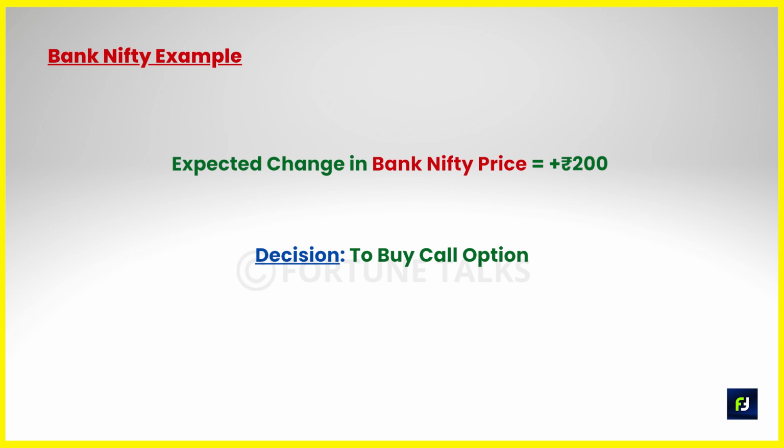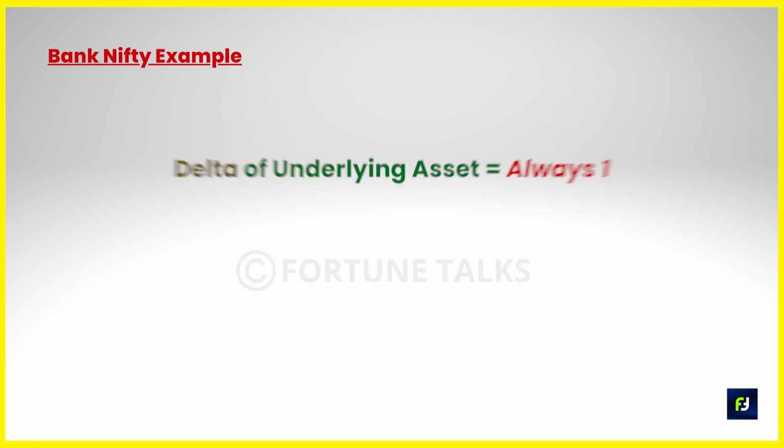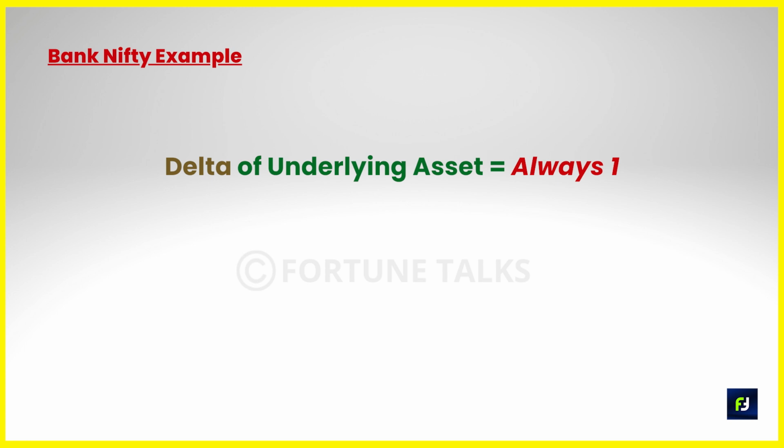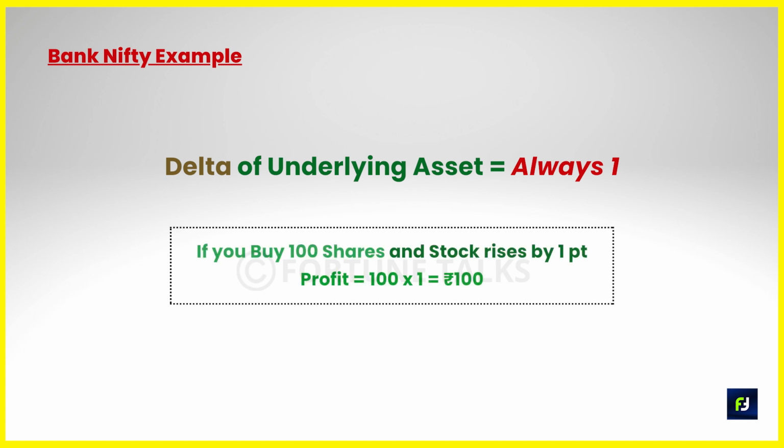Before proceeding any further, keep in mind that the delta of the underlying is always 1. This is because if you buy 100 shares of a stock and the price of that stock goes up by 1 rupee, then you stand to profit 100 rupees. That is, for every 1 point move in the value of the underlying, the profit and loss potential is 100% of that 1 point move.